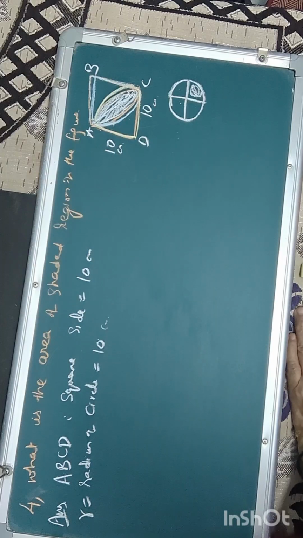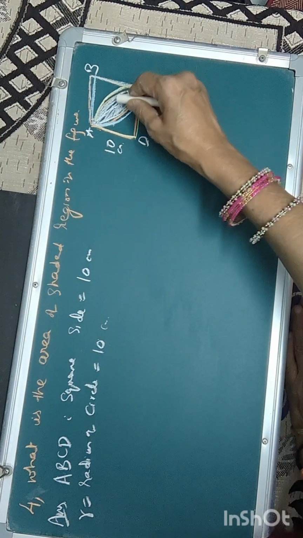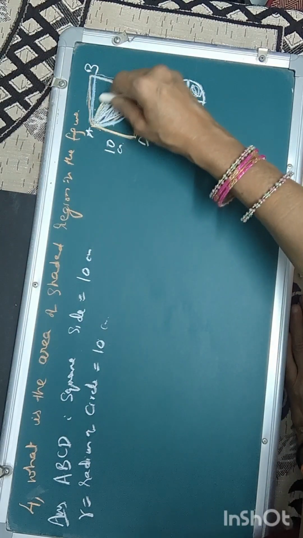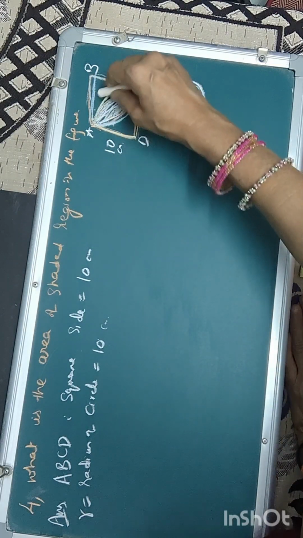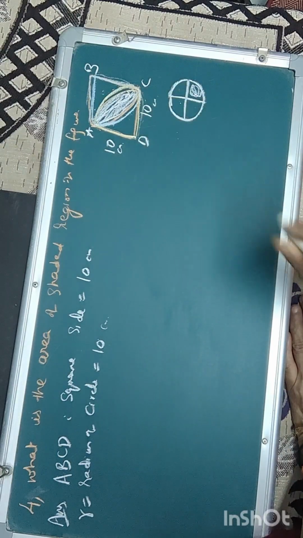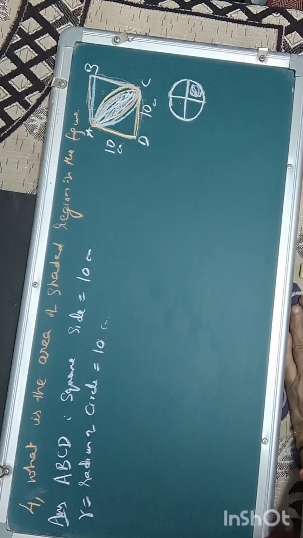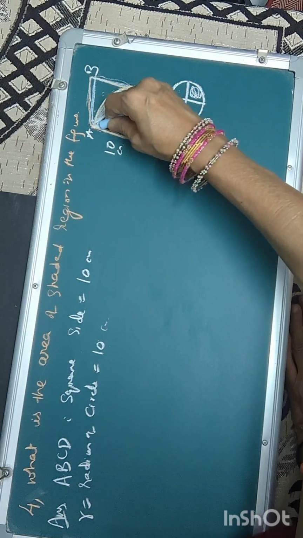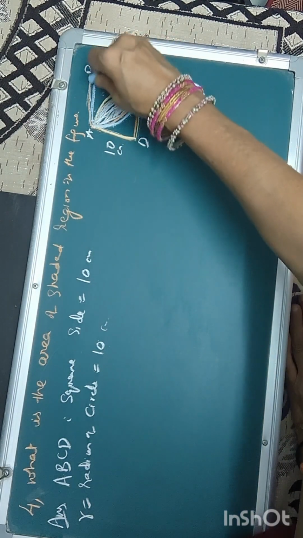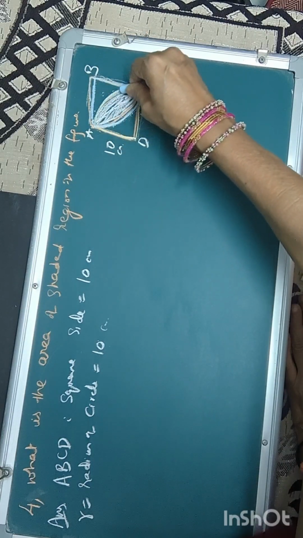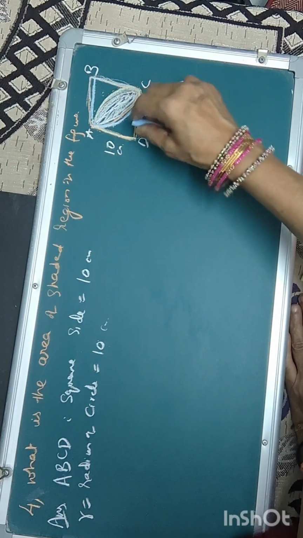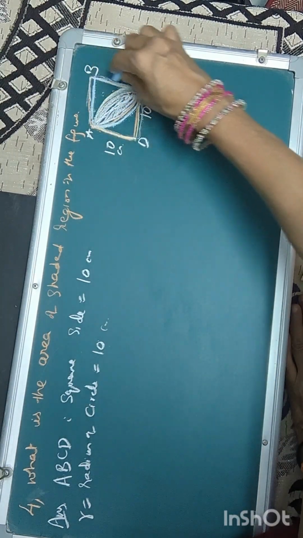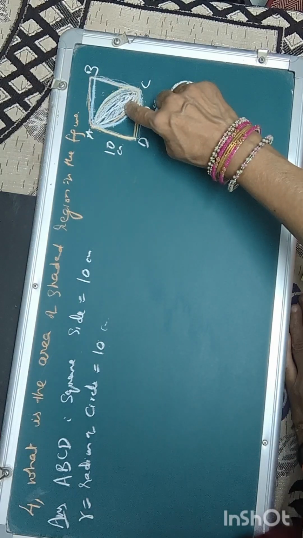So to know this shaded portion, we have to find out this area and this area minus the square area. Then we will get the shaded portion. So first you understand how we will get the shaded portion. First we have to find out this quadrant area, and again this quadrant area. We add these two quadrants' area and we have to minus this square area, then we will get the shaded portion of this region.